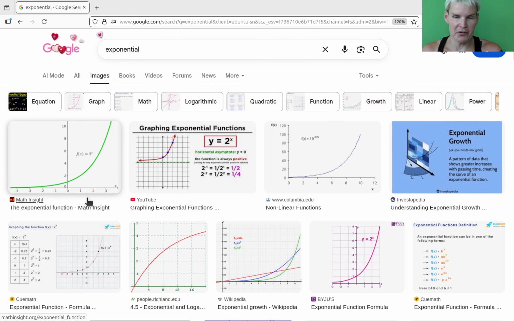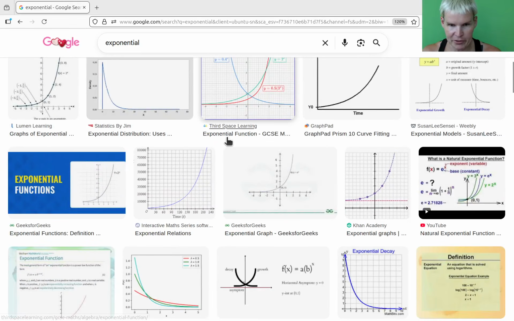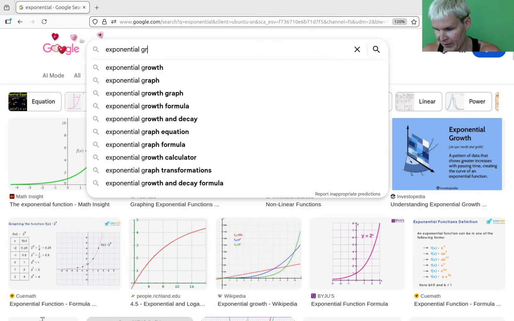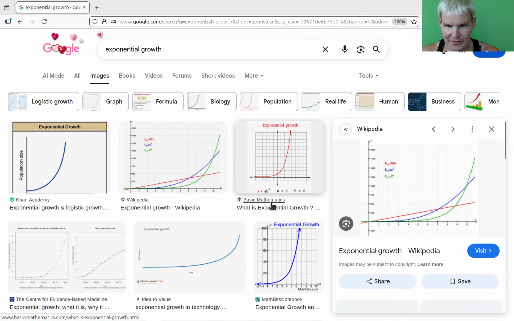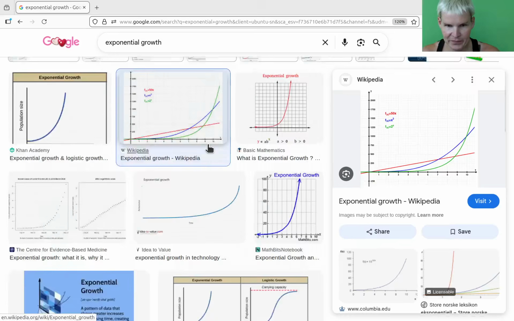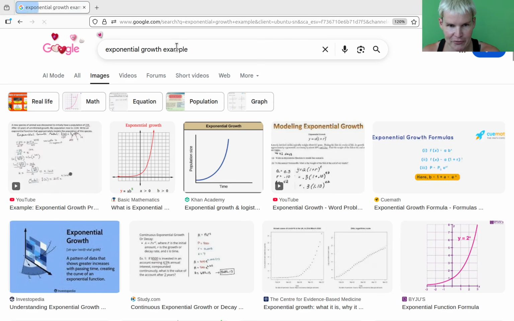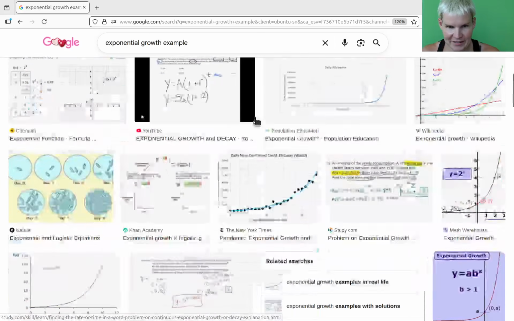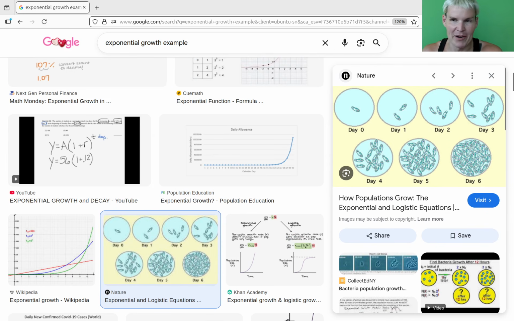So everything sounds very fancy. Hopefully it will not be all that fancy. Very nice exponential. Exponential growth is also something fun. So let's have a look at exponential growth. Oh, beautiful. Look at that, exponential growth. Do we have an example of exponential growth? Yeah, this one. So the exponential function is everywhere, of course.